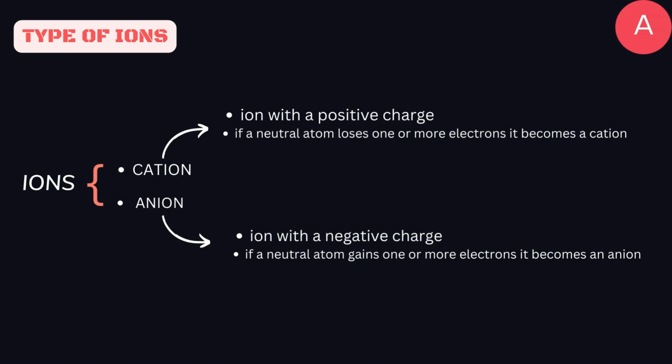First is cation. Cation is an ion with a positive charge. If a neutral atom loses one or more electrons, it becomes a cation. Next is anion. Anion is an ion with a negative charge. If a neutral atom gains one or more electrons, it becomes an anion.